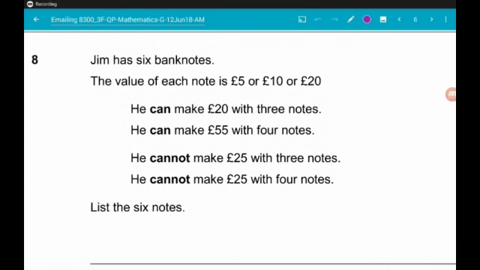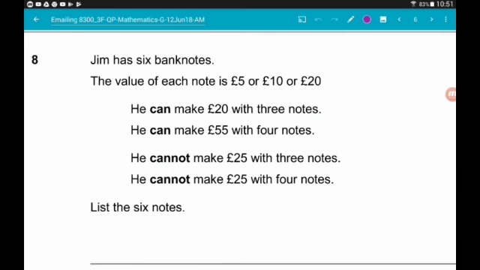Okay, question 8. Jim has 6 banknotes. Each banknote is either £5, £10 or £20. Now we are told he can make £20 with 3 notes. He can make £55 with 4 notes. He cannot make £25 with 3 notes. He cannot make £25 with 4 notes. We want to list his 6 notes.